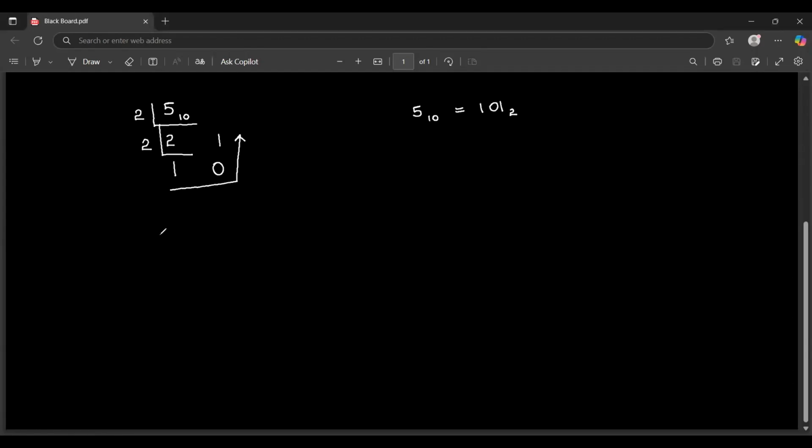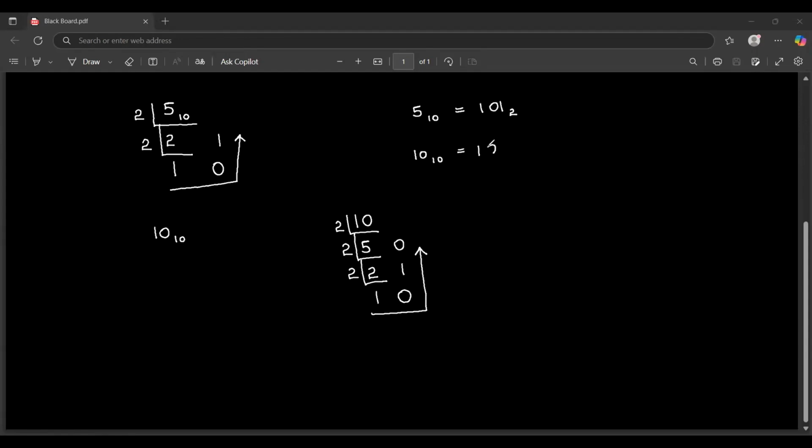Now let's try another number. What about 10 to the base 10? Let's divide it. So we have 10. If I divide it by 2, I will get 5. The remainder will be 0. If I divide it by 2, I will get 2. The remainder will be 1. And if I divide it by 2, I will get 1 and the remainder will be 0. So I'm going from bottom to top again. So 10 to the base 10 will be equal to 1010 to the base 2.